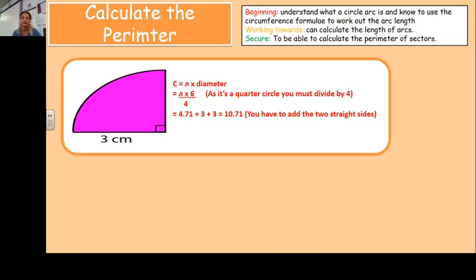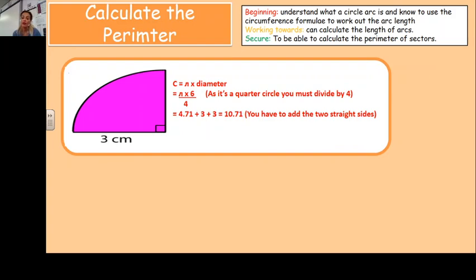Okay, so this is a quarter circle. So let's look at how we would work out, first of all, the arc length, and then how we'd work out the full perimeter. So if it's a quarter circle, we're not going to divide the circumference by 2 this time. That's what you do if it's a semicircle. A quarter circle you would divide by 4.